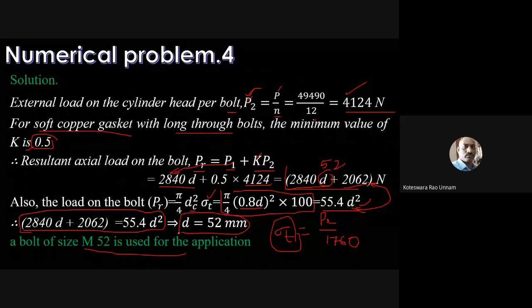Now tell me what this value is first. What is the total load PR on the bolt for a bolt of M52? The initial tension we can calculate as 2840 into 52. So what is the total load? You tell me. Resultant load 148 kilonewton, sir.